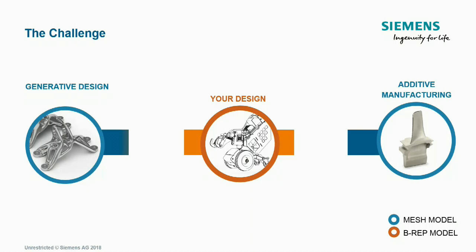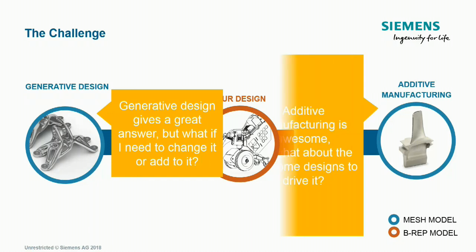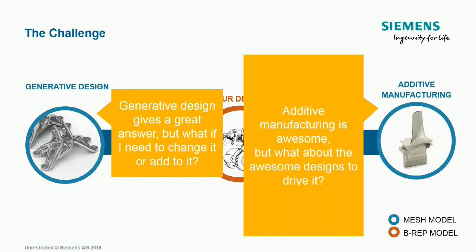But what about the other stuff? What about the other data that was created with traditional 3D modeling technology that we want our generative design to be incorporated with? In most systems, mesh data and BREP, or traditional solid model data, are not interconnected at all. So here's the challenge. Our generative design gives a great answer, but what if I need to change it or add to it? Also, our additive manufacturing is awesome, but what about the awesome designs that drive it?